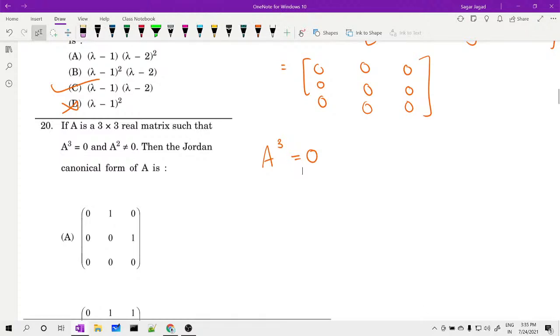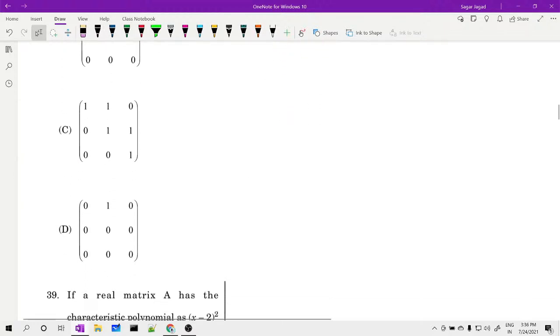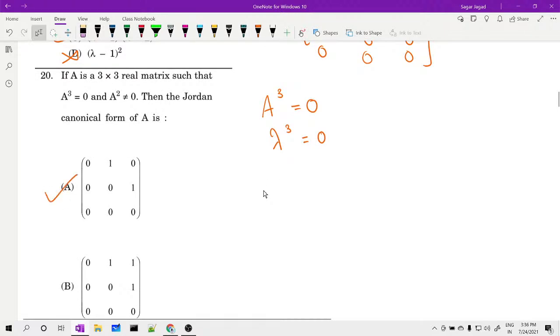Great. Jordan canonical form. So this is going to be the minimal polynomial, right? So the minimal polynomial is this. Therefore, for the zero eigenvalue, the Jordan block should have the dimension of 3. Correct. The power in the minimal polynomial gives us the biggest possible size of a Jordan block present in the Jordan canonical form, right? So I know the Jordan block for 0 has size 3, and based on it, the answer is this A, correct? Because this is nothing but a single Jordan block of size 3.